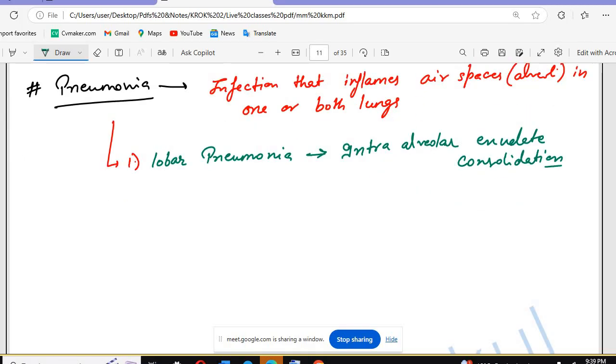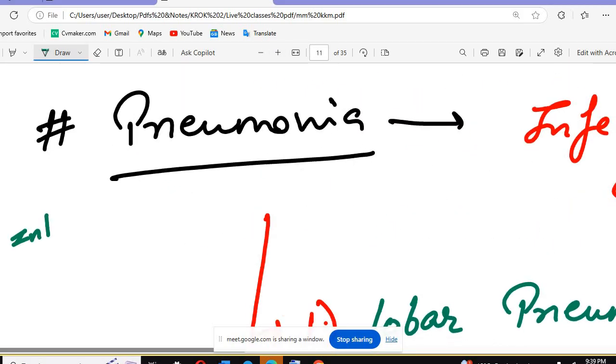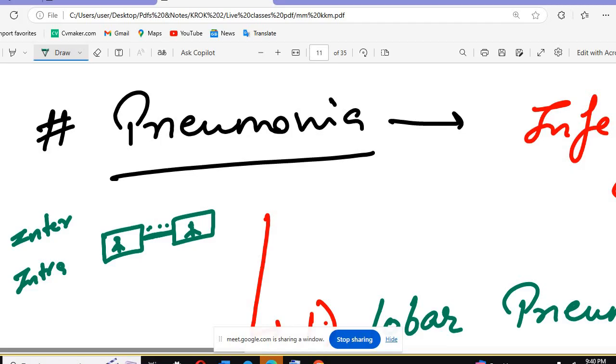When we say inter or intra, I hope you are clear with inter and intra. Let's suppose you have two boxes, and in one box you are sitting, in another box somebody else is sitting. In between you have some space that is connected with each other. So the space that is connected with each other is known as the inter.